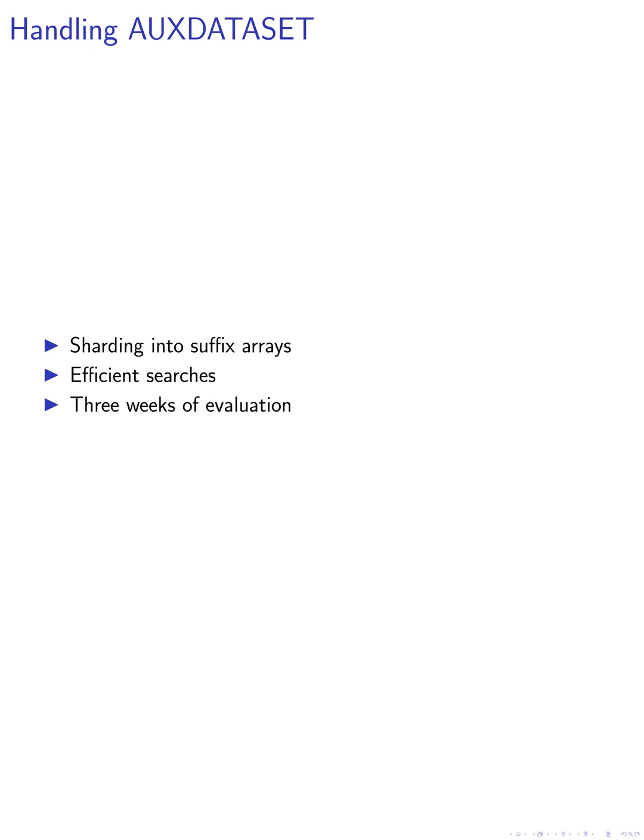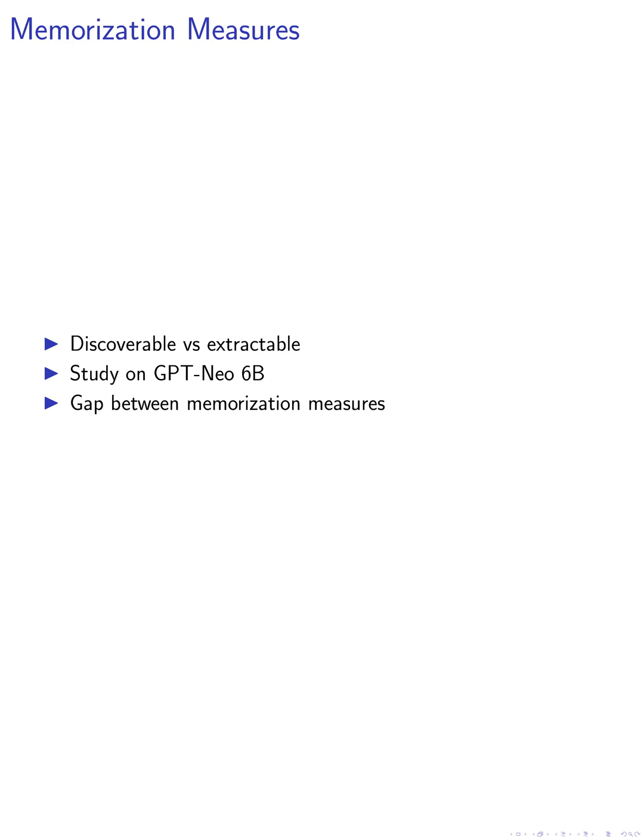We compare discoverable memorization, prompting the model with true prefixes, and extractable memorization, prompting the model with random strings, on GPT-Neo 6b. We find that only 35% of the discoverably memorized examples were also extractable, indicating a gap between the two measures of memorization.